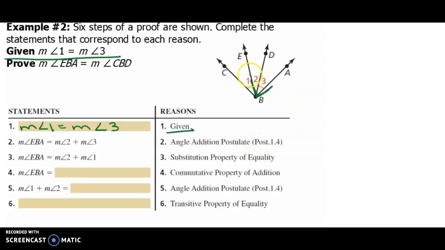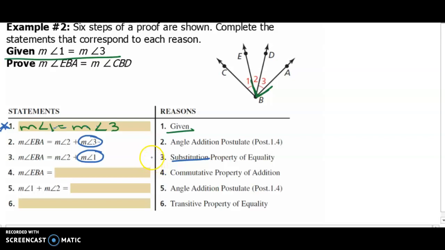That is a true statement. When you're adding angles side by side, it equals the big one. That's the angle addition postulate. Okay, now this one, notice statement 2 and statement 3 are the same, except this 3 turned into a 1. Okay, well, if you look back at number 1, it says angles 1 and 3 have the same measure. So if they're the same, can't we substitute 1 in for 3? Yes, we can.